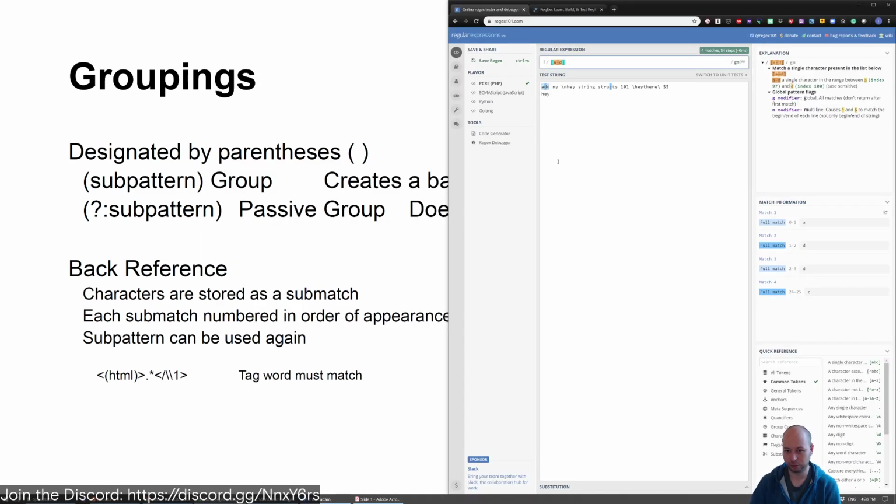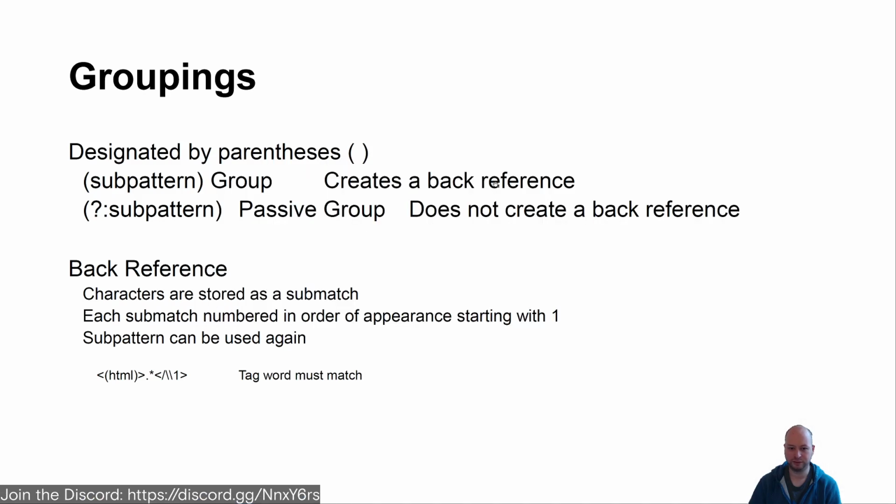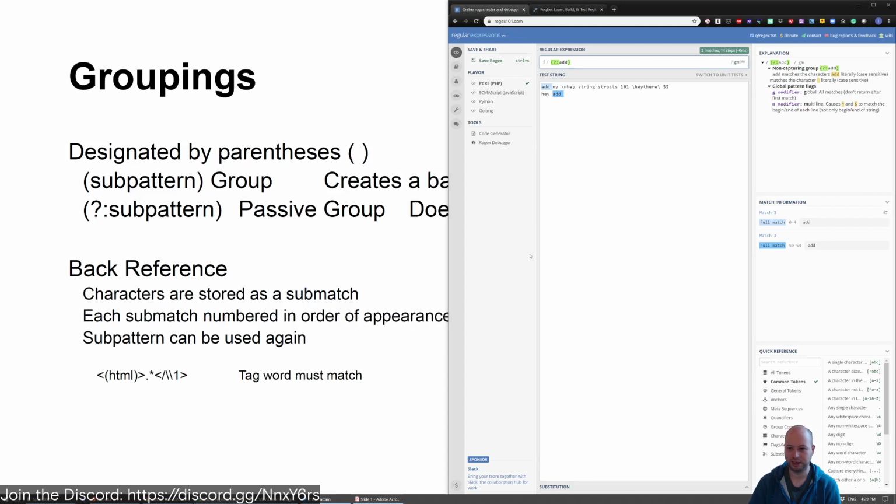So you can create these groups and say, okay, I want to put, say, ADD in a group. So now, if I have a full match on ADD, if I put in another one, you can see a second match. And that's pretty useful. I can also do a sub pattern and then reference it later. So one creates a group and the other one creates a passive group.